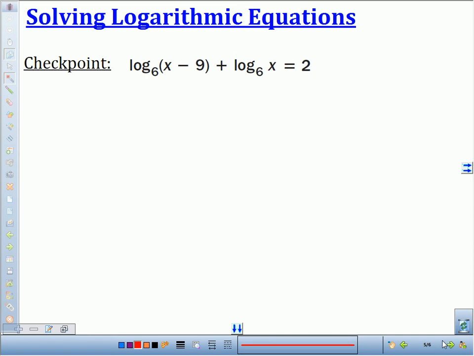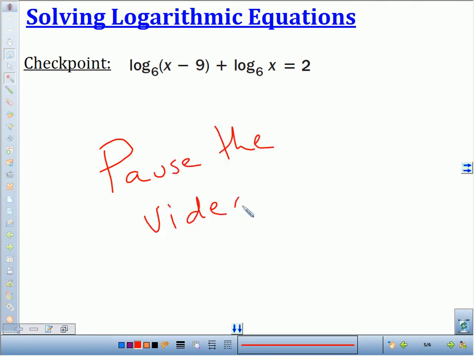What I would like you to do is pause the video and work out the problem. Once you've worked out the problem, then unpause the video and check your answer. So here we go, pause the video.